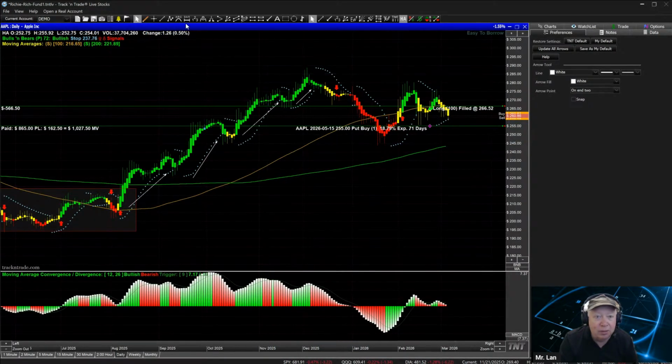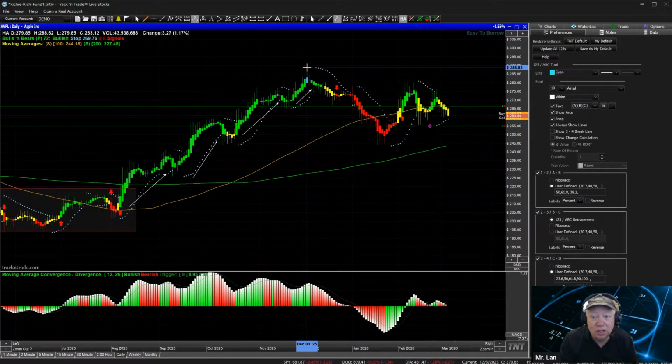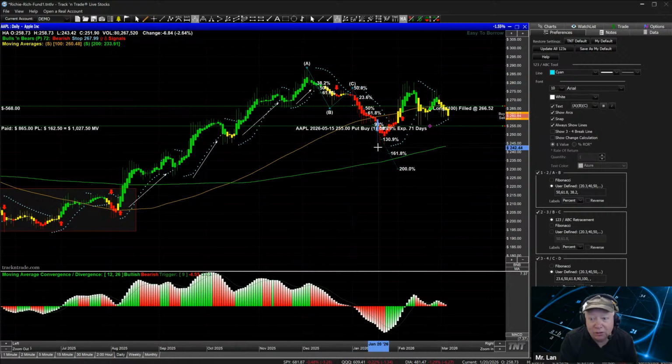And then we got our little ABC pattern coming off the top. So this is A, B, C, right down to 130.9, which is a golden ratio number. And then that's where it bounced and started to come back up. And now it's going into a neutral zone again. Look at how many yellow bars there are.